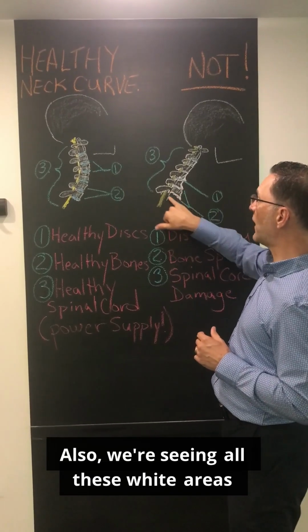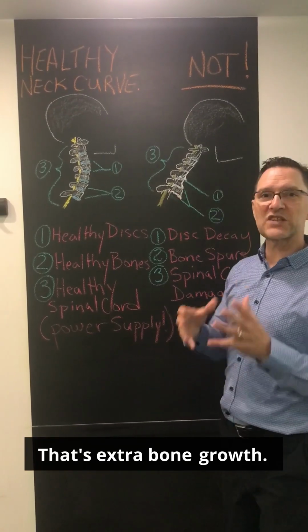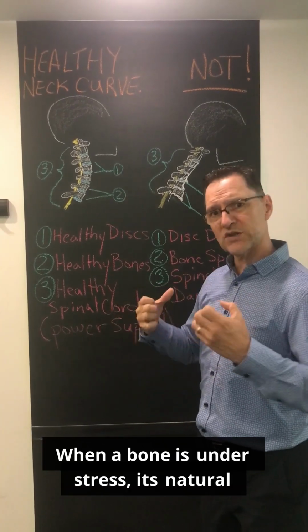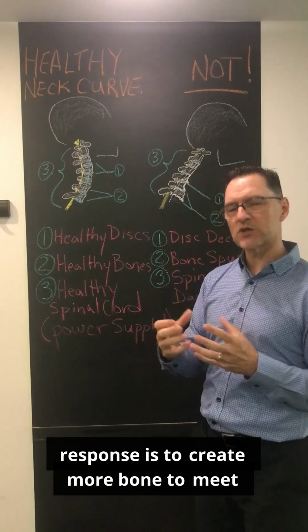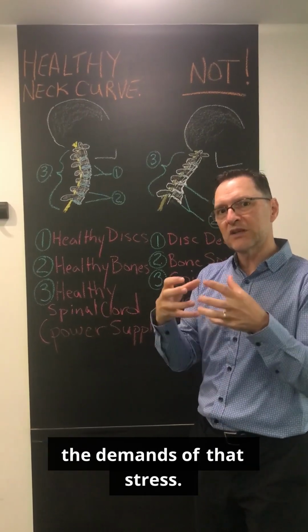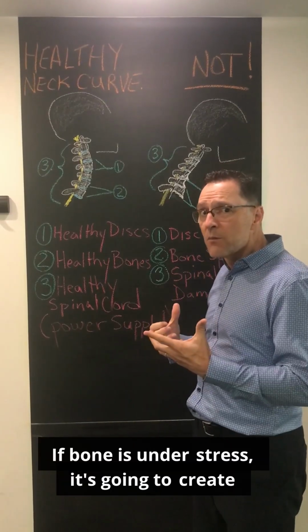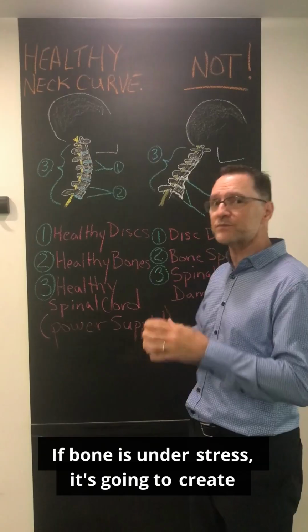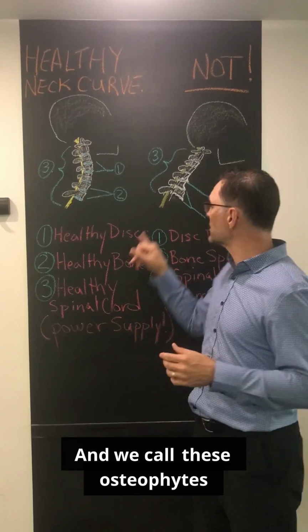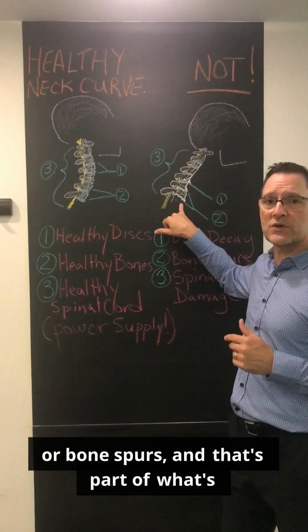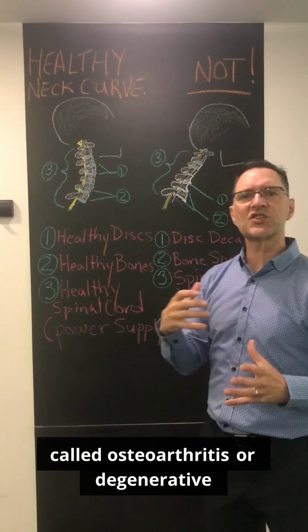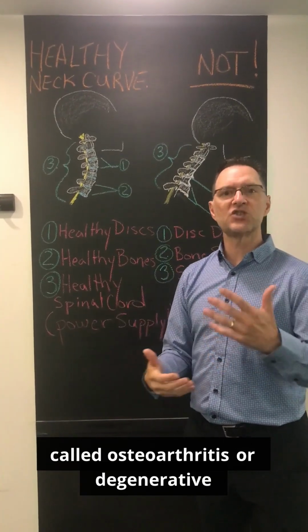Also, we're seeing all these white areas around the bone. That's extra bone growth. When a bone is under stress, its natural response is to create more bone to meet the demands of that stress. Just like a muscle grows when you work it out, if bone is under stress, it's going to create more bone. And we call these osteophytes, or bone spurs. And that's part of what's called osteoarthritis, or degenerative arthritis.